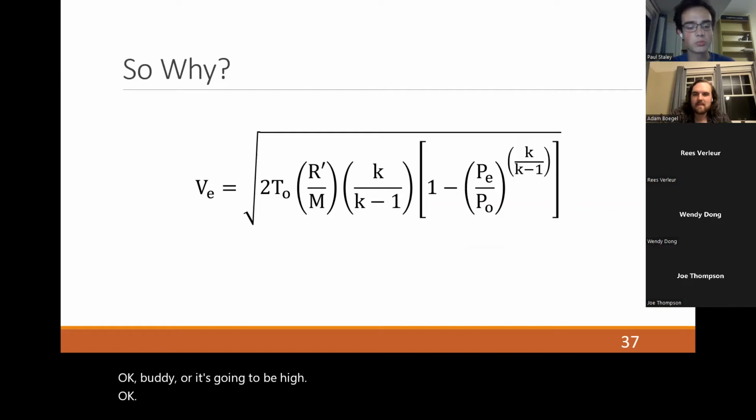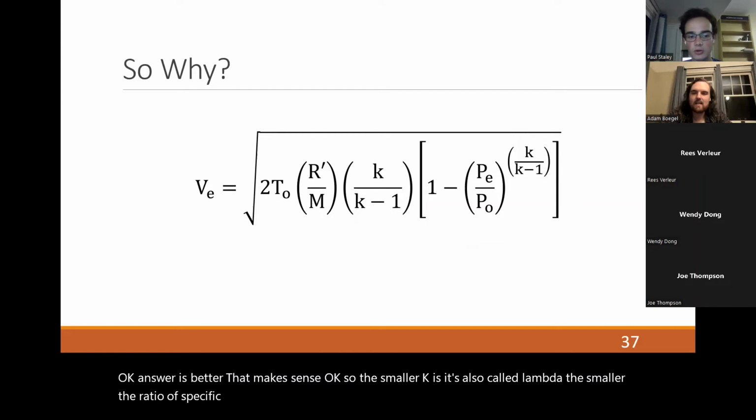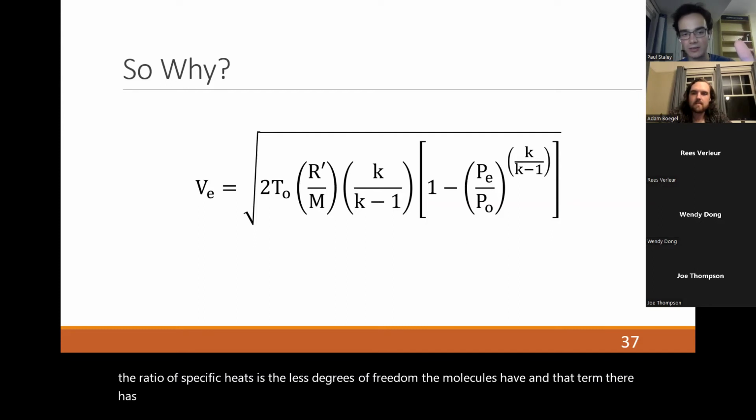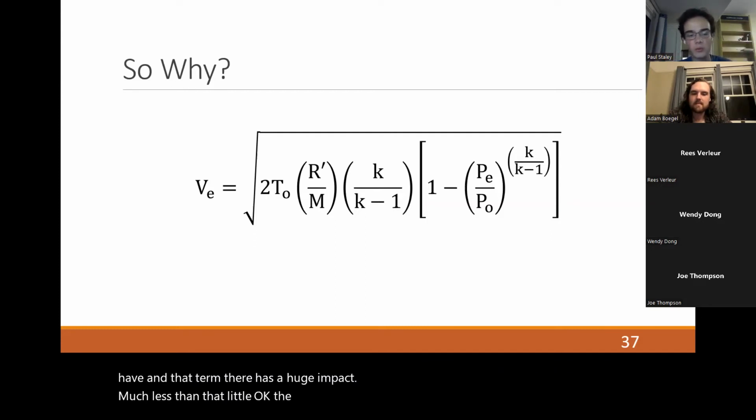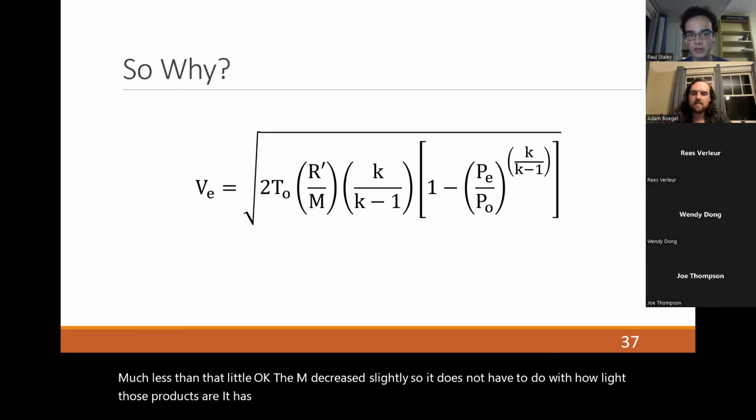Okay, answer is smaller is better. That makes sense. So the smaller K is, it's also called lambda, the smaller the ratio of specific heats is, the fewer degrees of freedom the molecules have. And that term there has a huge impact. Much more than the M, which decreased slightly. So it does not have to do with how light those products are. It has to do with the degrees of freedom they have.